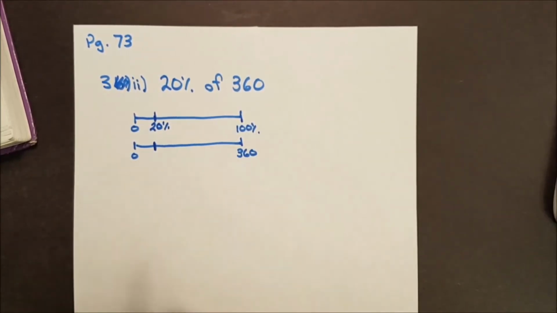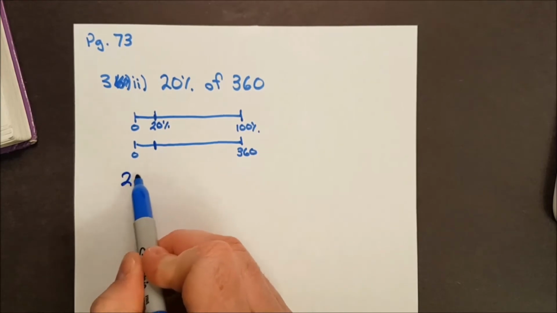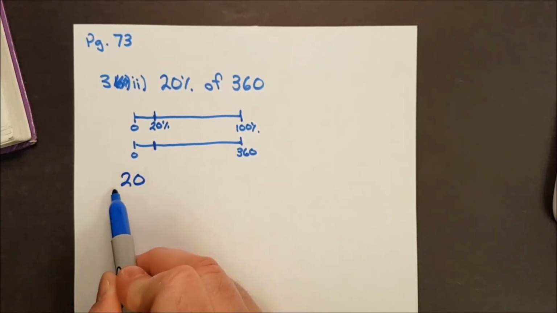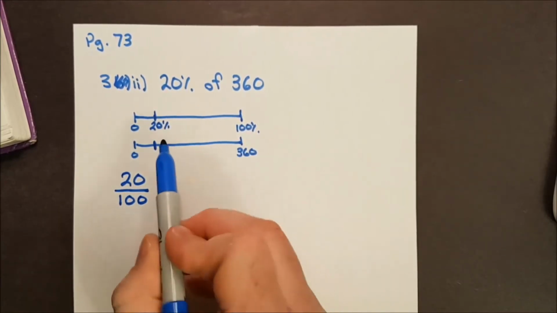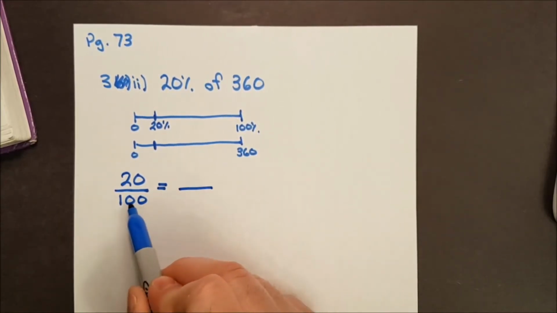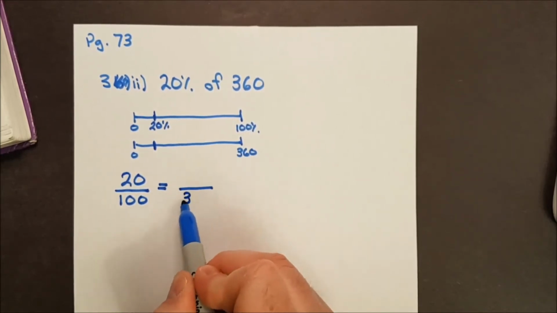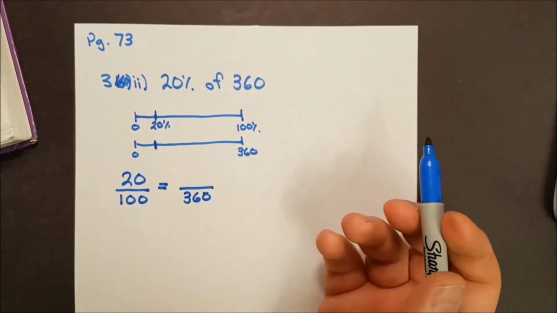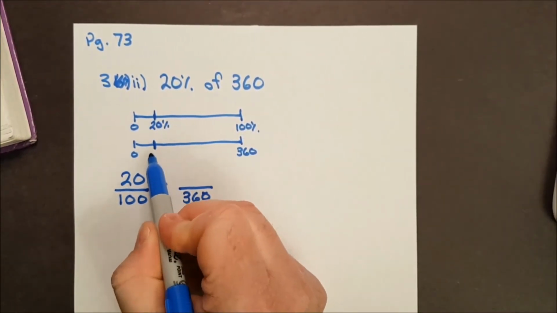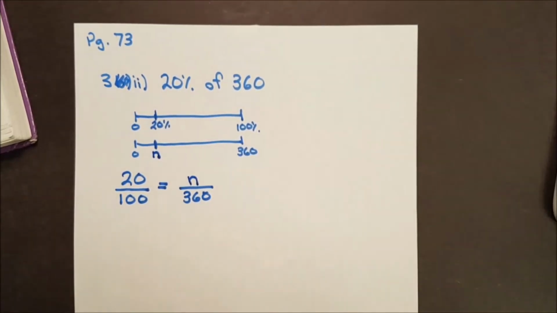Once again, let's use some algebra and the balance model to figure this out. So 20% means 20 per every 100. So we can write 20 per every 100 equals, well, we know every 100 there's 360. But when there's 20, how much is it? Well, we'll call this n once again, and we'll place it here as n.